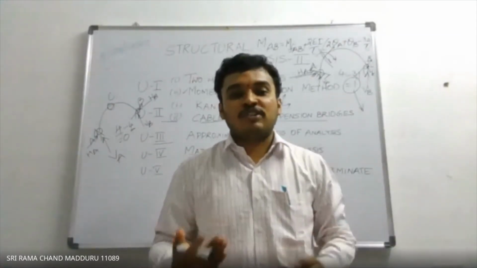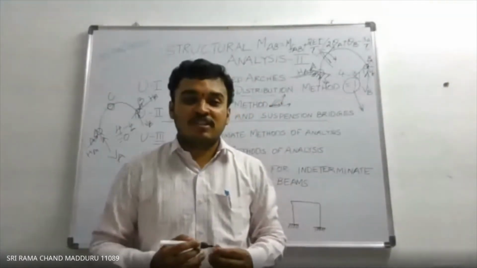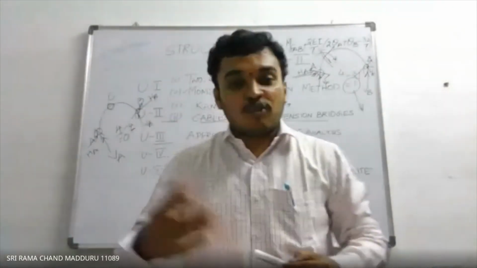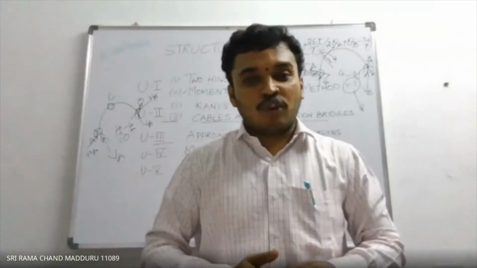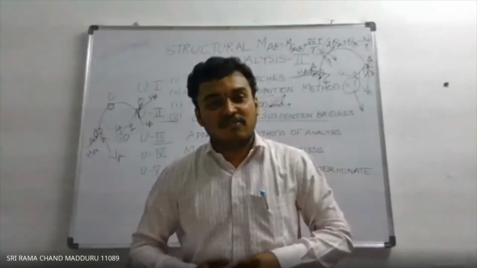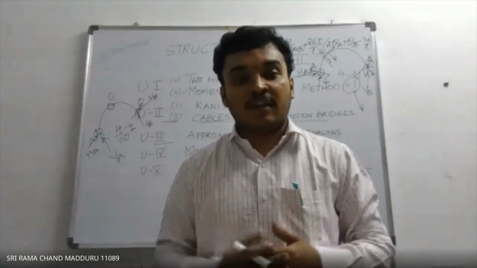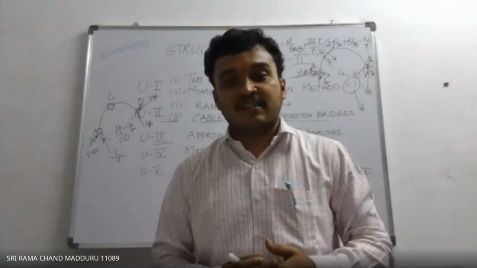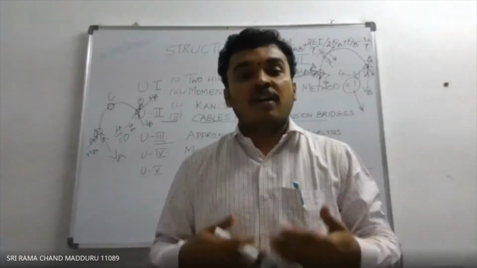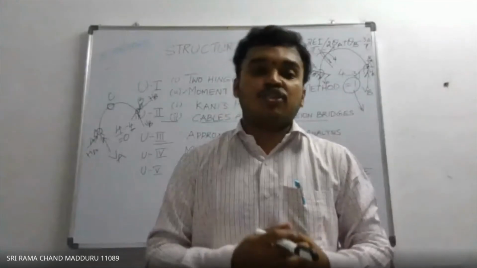I cannot go for the slope deflection method. Why? Because you know that when the unknowns are more than 3, the analysis by slope deflection method or moment distribution method takes longer time. It is difficult to analyze. We can analyze, but it takes a lot of time. It is a tedious job.